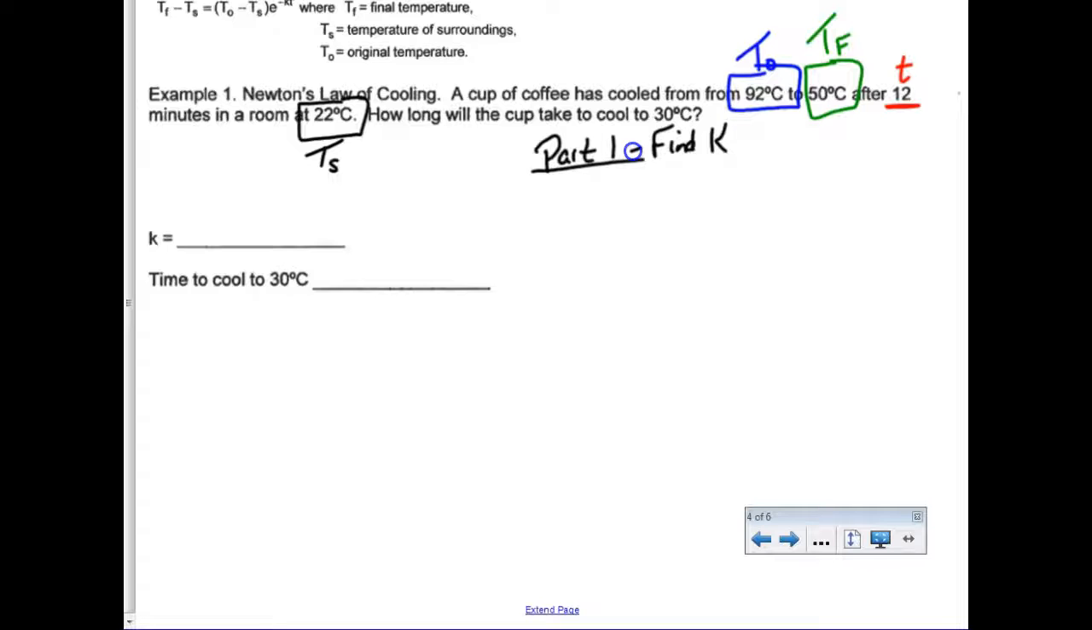All right, here we go. So the formula starts off with T sub F, so final temperature, which is 50, minus the temperature of the surroundings, which is 22, equals, make sure this next part is in a quantity, a parenthesis set. Initial temperature was 92, minus the surroundings, which was 22 again. You're going to multiply that by e raised to the negative k times t power. So for us, that would be negative k times 12 power.